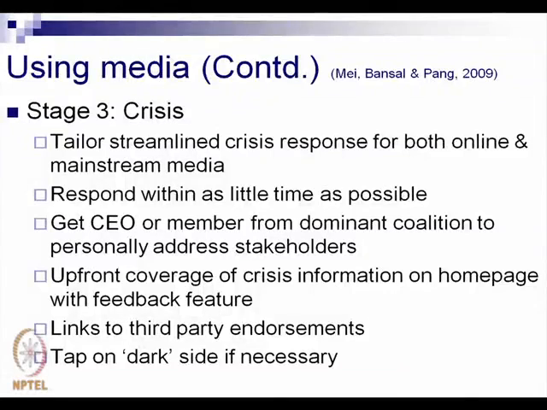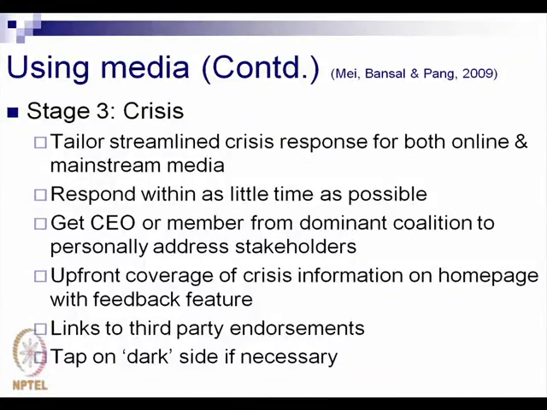Upfront coverage of crisis information on homepage with feedback feature. All the information that is required about the crisis should be up on your home page. There should be a feedback feature on your home page that helps the stakeholders get in touch with you. And please don't have this feature just for the heck of it. Make sure that people are actually getting the responses that they are looking for. You expect feedback from them, so appoint somebody to respond to their concerns.